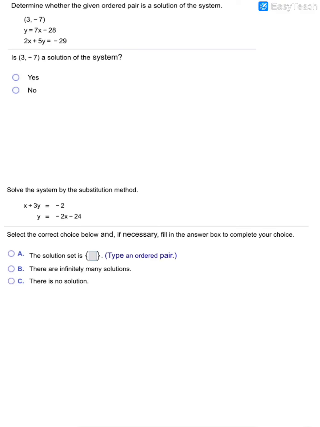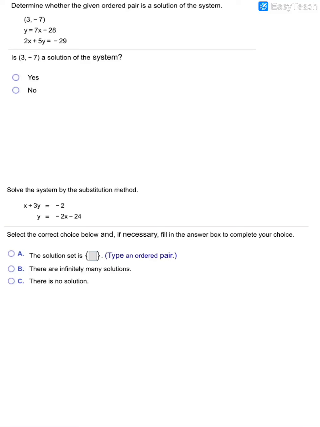In this video, we are going to solve systems of equations with two variables. On this first type of question, they are asking us to determine whether the ordered pair is a solution to the system. In order to be a solution, we must be able to plug it in and have it satisfy both equations.